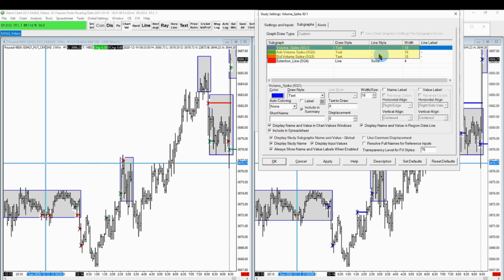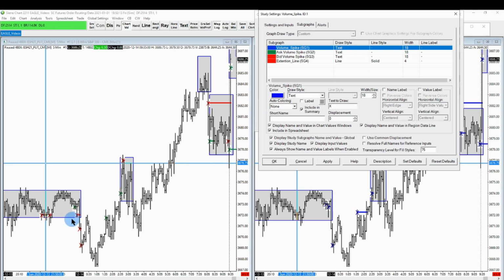In order to get the X on the bars, the draw style of these 3 lines must be text. These colors will determine the color of the extending lines too, and the width of the extending lines can be set here. So let's take a look at a few examples on the charts.